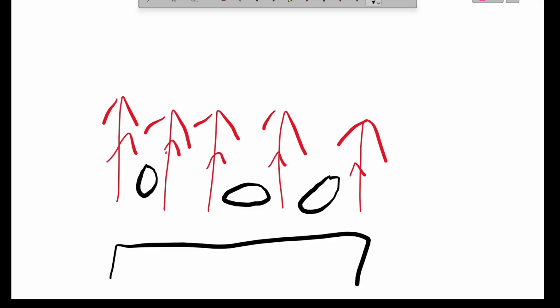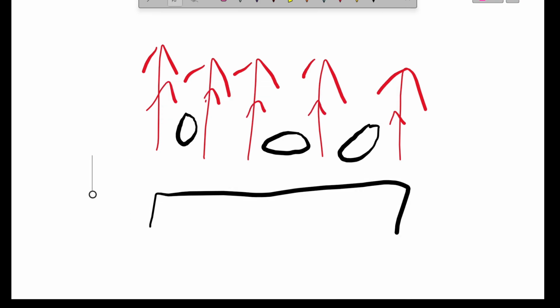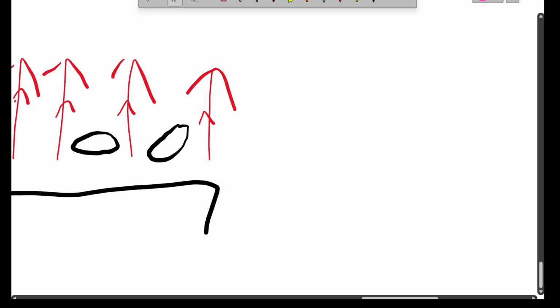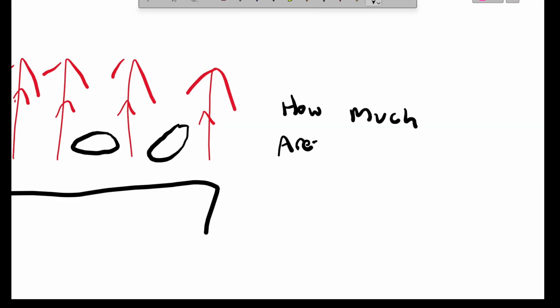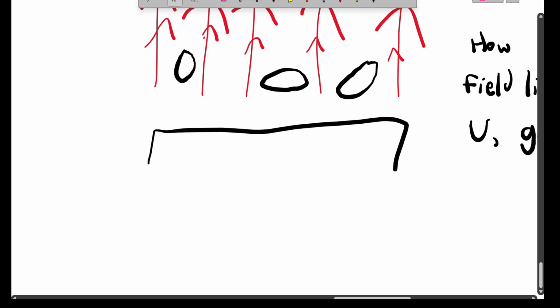If you've ever seen a dream catcher or just a solid ring of area, essentially what we're doing is taking this area and dropping it in this field, and asking the question: how many field lines are you getting per area? How do I know how many field lines are going through each of these areas, 1, 2, and 3?